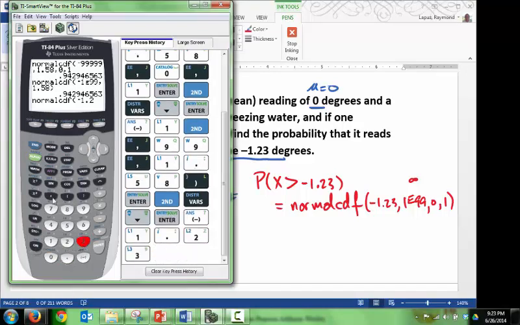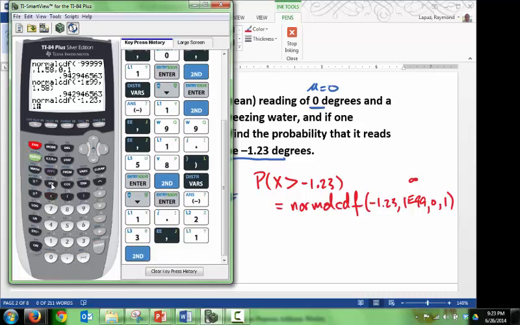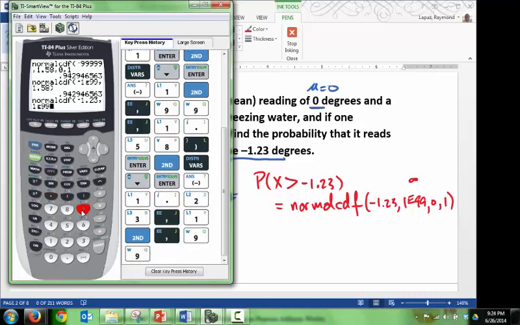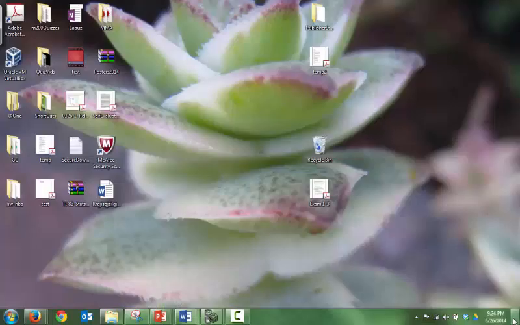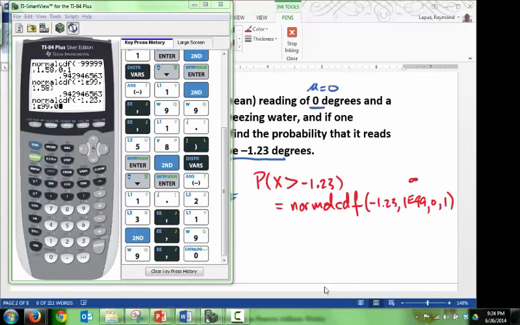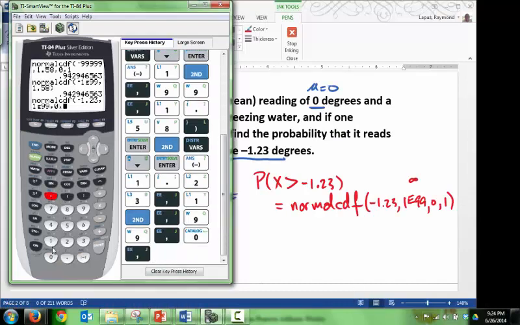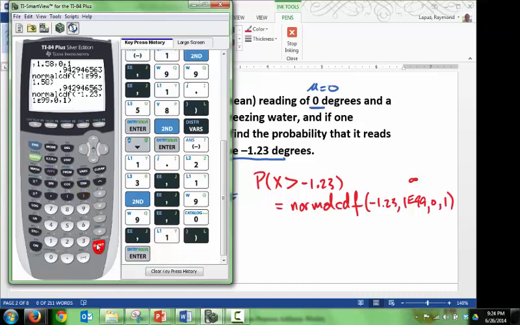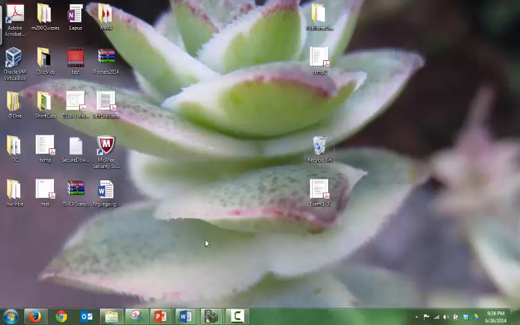1.23, comma 1. Second function, comma, that's e to the 99, comma 0, comma 1. Close the parentheses. So 89.06.